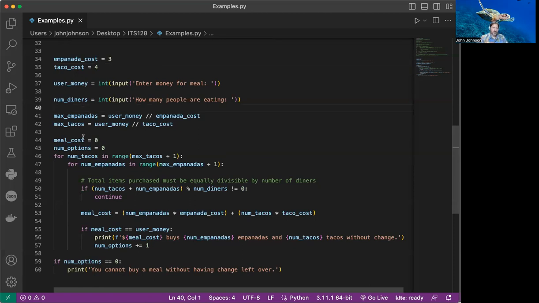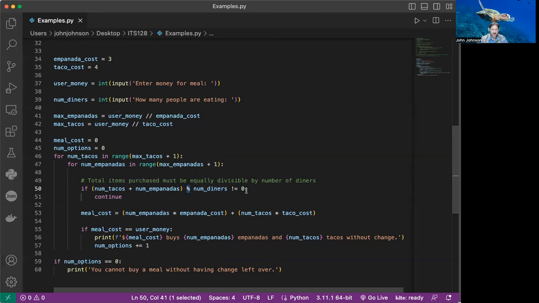So we start off by initializing our meal cost and our number of options. And we say number of tacos in range. We've already talked about that. Number of empanadas in the range. Then we're going to go down and it says total items purchased must be equally divisible by the number of diners. So what we're going to do here is take a look. We're going to say if the number of tacos plus the number of empanadas is not evenly divisible by the number of diners. In other words, we're using the percent here, which is modulo. Modulo is really looking for the remainder. So you take the total of this, you divide it by the number of diners, and it's looking at the remainder.